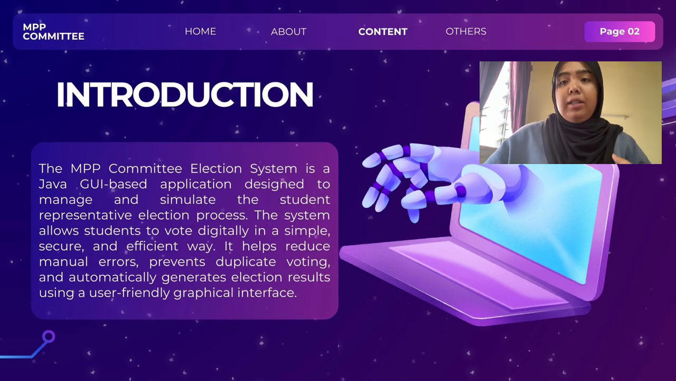One of the major advantages of the system is that it reduces human error. Since vote counting is done automatically, the results are more accurate and reliable. The system also saves time because election results can be generated instantly after the voting session ends. Overall, the MPP Committee election system provides a secure, efficient, and practical solution for managing student election using Java GUI technology.